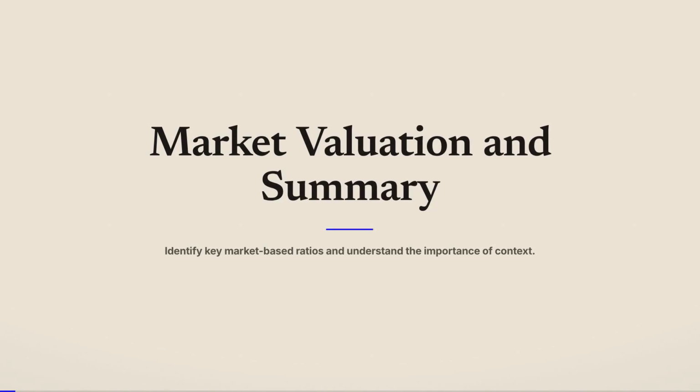Finally, we must look at how the stock market values these internal accounting results. Earnings per share, or EPS, is a fundamental metric. It's calculated by taking net income, subtracting dividends on preferred stock, and dividing by the average number of outstanding shares. This tells us exactly how much profit belongs to each share of common stock.